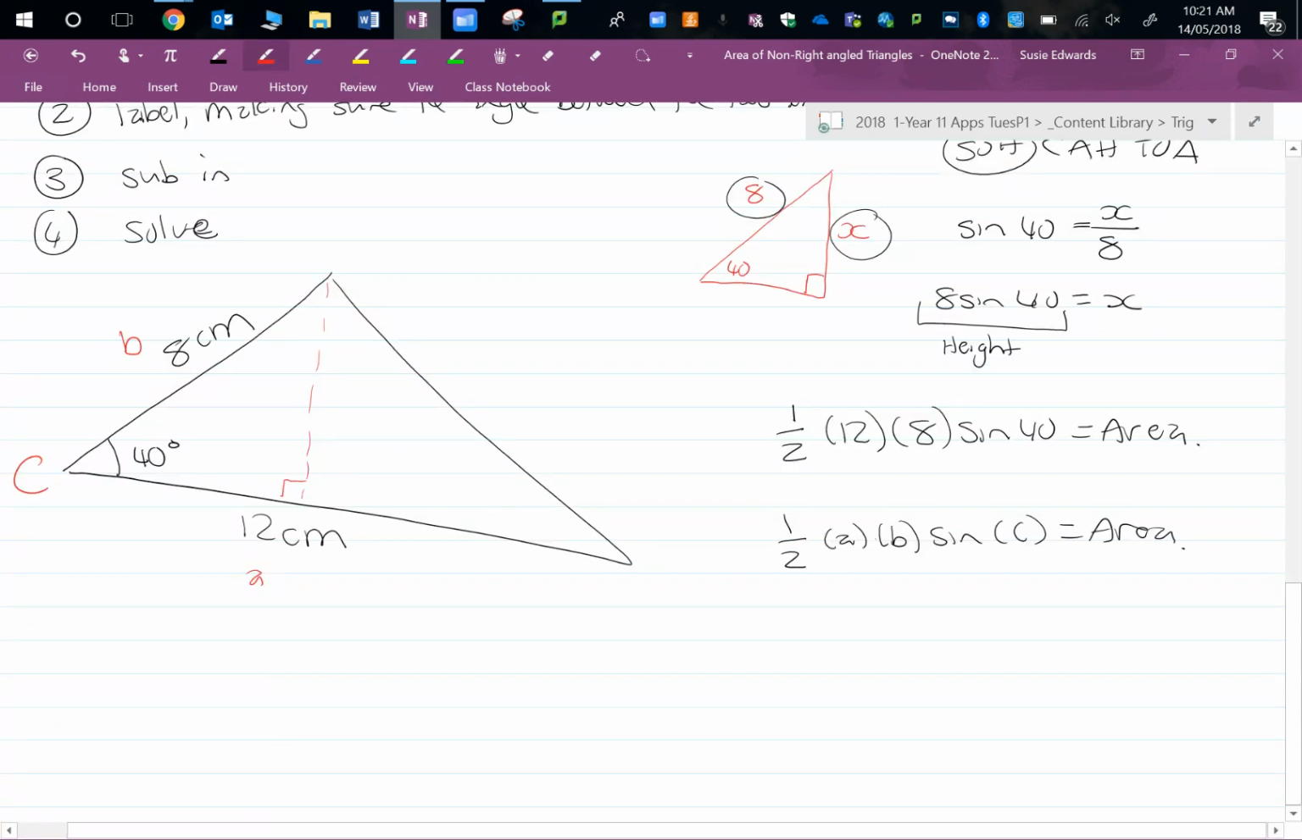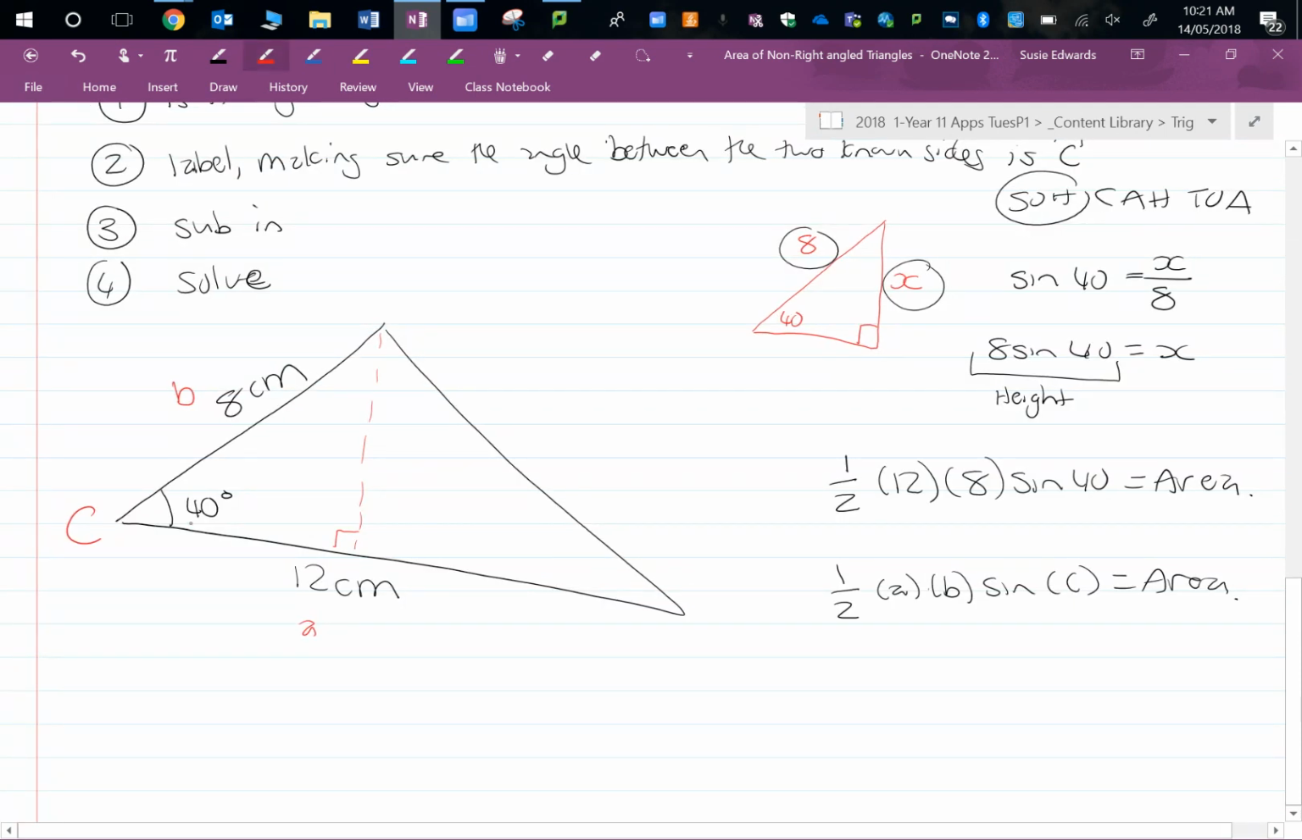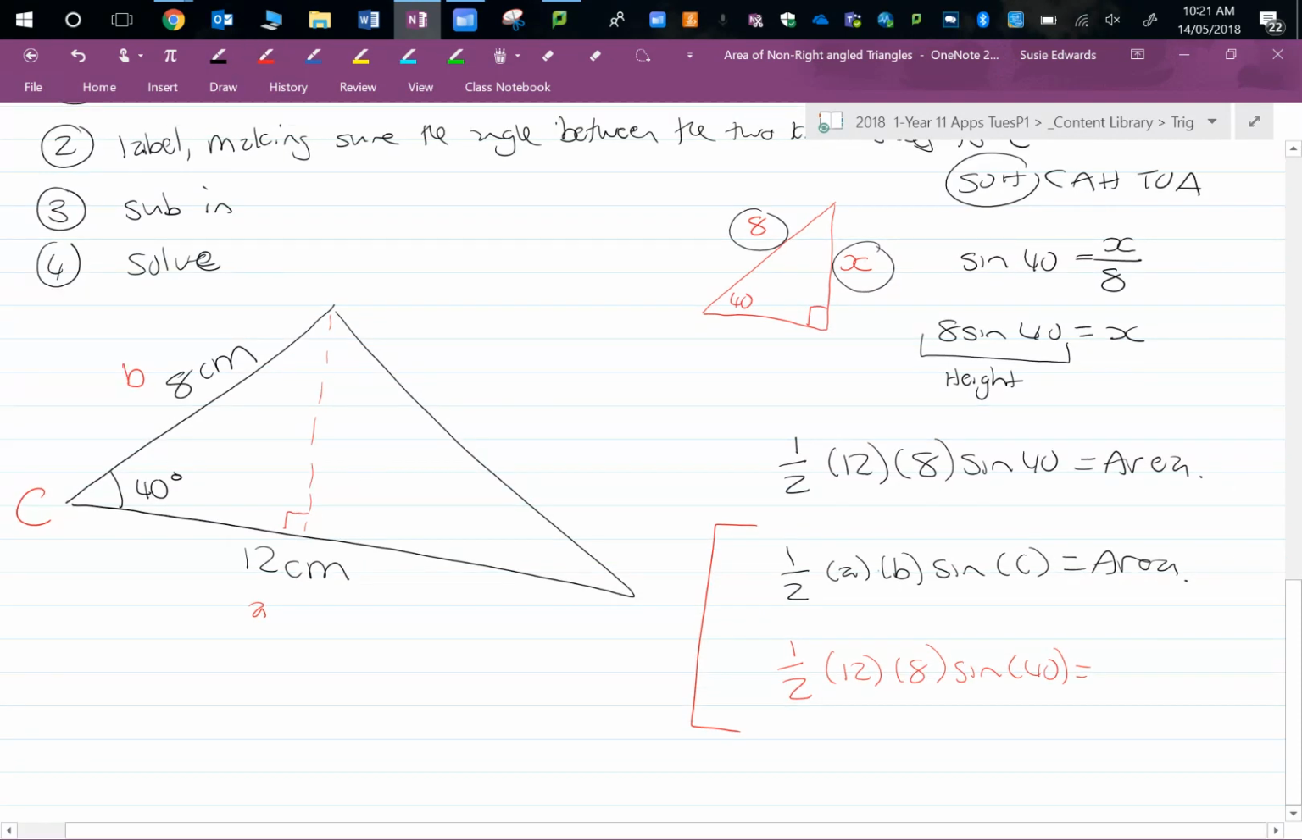Okay, so we need to label using the angle as C. So I've got 40 degrees as C. A and B, it doesn't matter if you use A and B as either side, as long as you label them. They're interchangeable. And so then I can put in my numbers. So I would like you to write from here, please. Half of 12 times 8 times sine 40. And we need to put that into our calculators and get an answer.